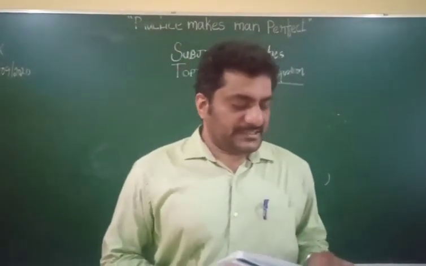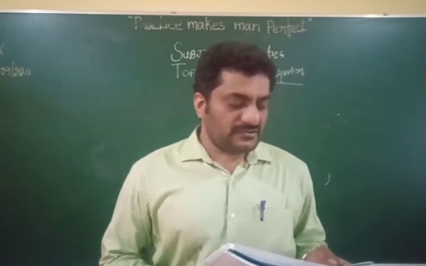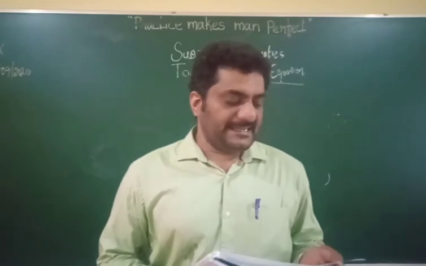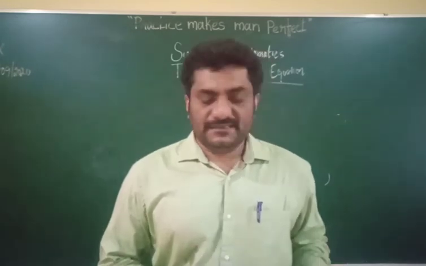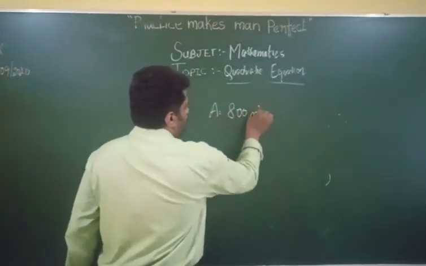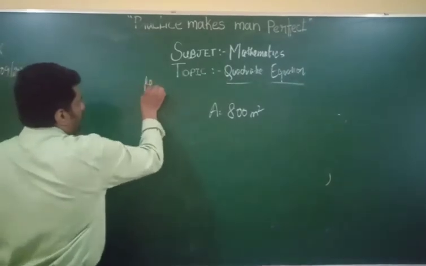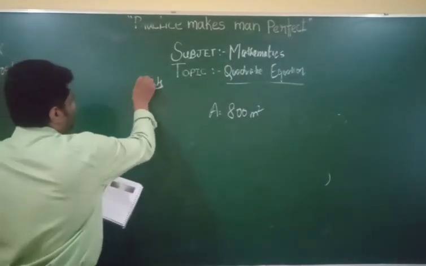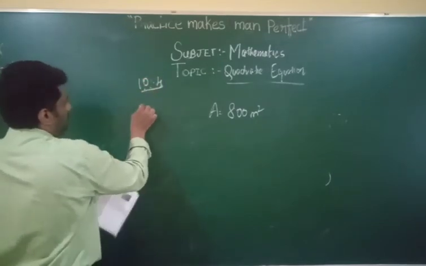Is it possible to design a rectangular mango grove whose length is twice its breadth and the area is 800 meters square? See, the area they have given us is 800 meters square. This is 4.3, 4.4, 10.4.